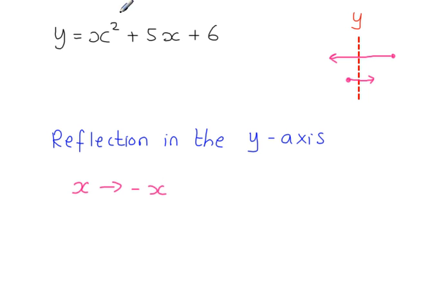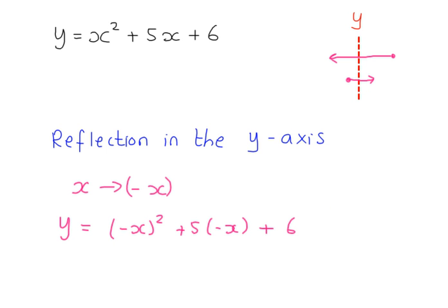So if I change all of these x terms to -x terms in brackets, we get y is equal to -x squared plus 5 times -x in brackets there, plus 6. This is the new equation after the reflection in the y-axis.